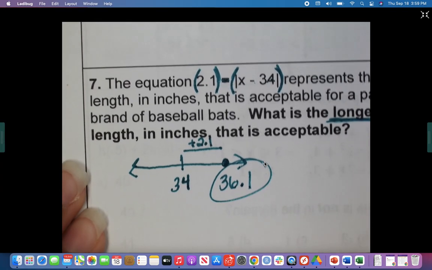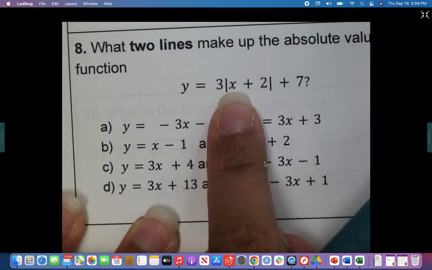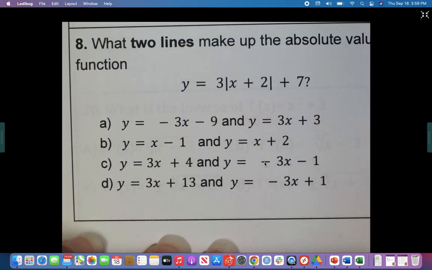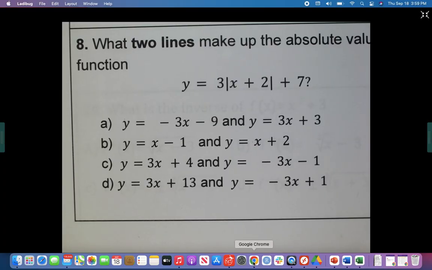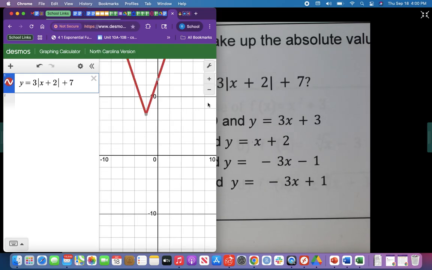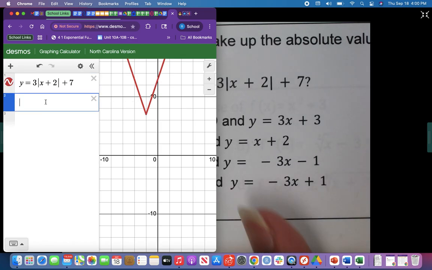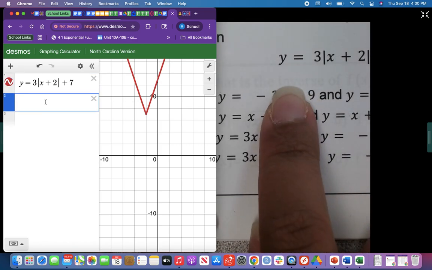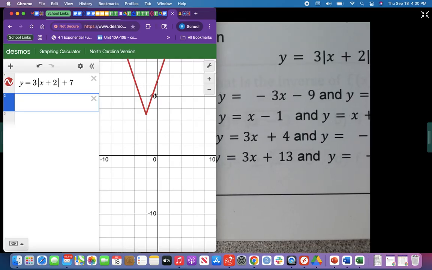what 2 lines make up the absolute value function? So this is my absolute value function. So I'm going to type that in. So y equals 3 times the absolute value of x plus 2 plus 7. Let me zoom back out. Okay, there we go. So that's my absolute value function. So basically, I'm going to type in my answer choices until this line directly matches on top of this absolute value function, because I want the line for the right-hand side and I want the line for the left-hand side.